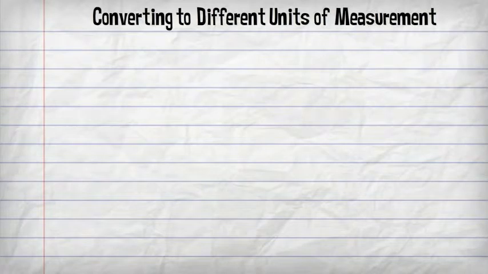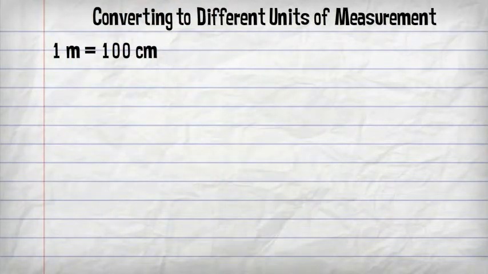Converting to different units of measurement. In this tutorial, we will learn how to convert to different units of measurement. To convert, we need to know the conversions. For example, we know that 1 meter equals 100 centimeters, but how many centimeters are in 1 meter squared?